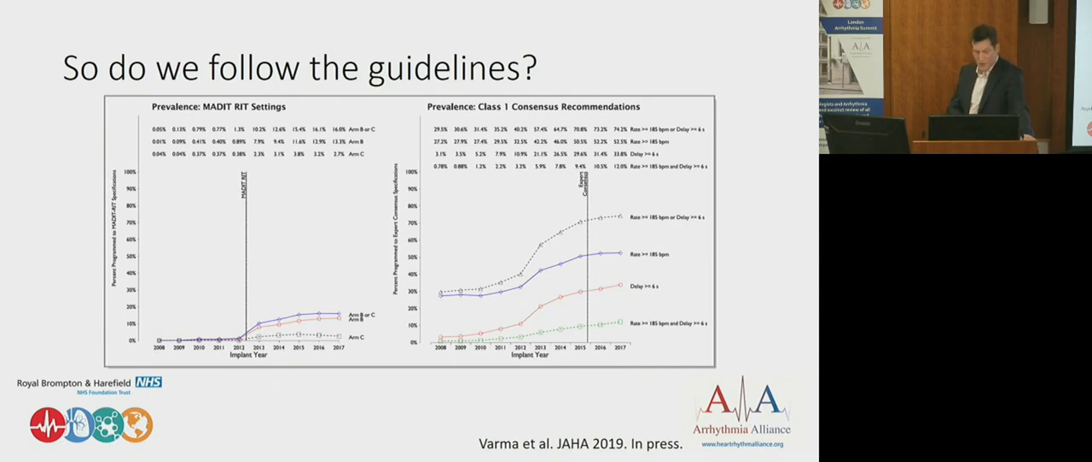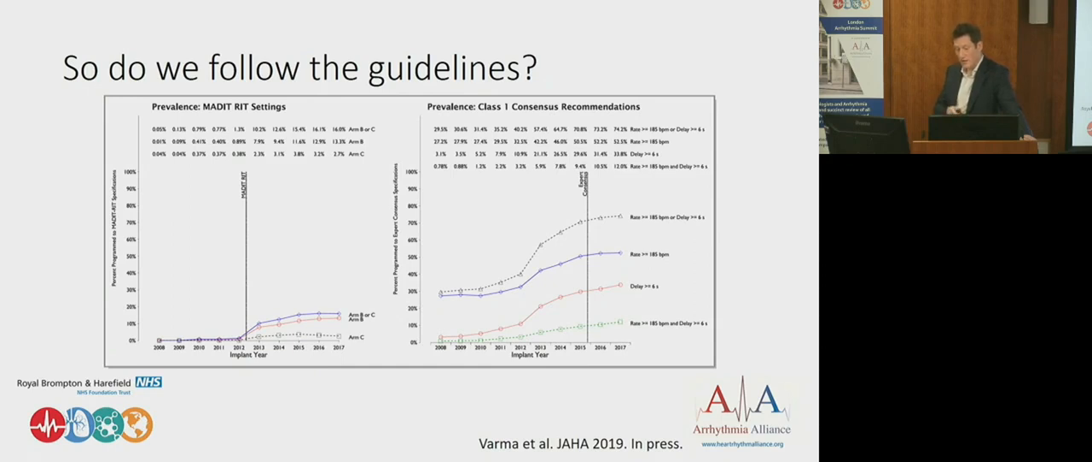They first looked at the use of the MADIT-RIT settings, arms B, C, or both, the long or high detection, and you can see from the left chart, arms B, C, or B or C, it doesn't really matter which you looked at. The penetrance of this programming for Boston devices was very low. Even 5 years after the study was published, only 10 to 20% maximally of patients were programmed appropriately.